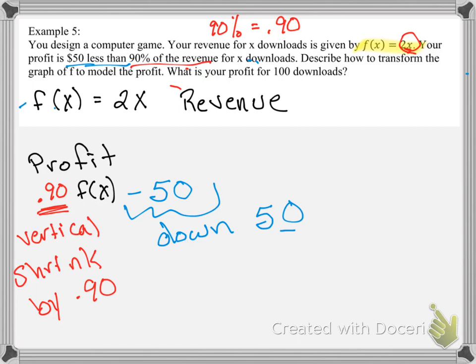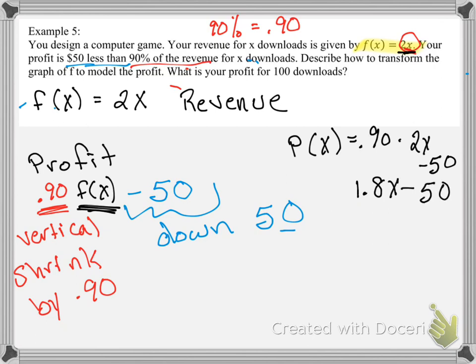So there's my new profit function. Let's go ahead and label my profit function. My P of x profit function is 0.90 times my f of x, which is 2x. I'm just replacing that f of x right here with what f of x is up here, so times 2x, minus 50. So 0.90 times 2 is 1.8, so we'd have 1.8x minus 50. So that's my profit function.